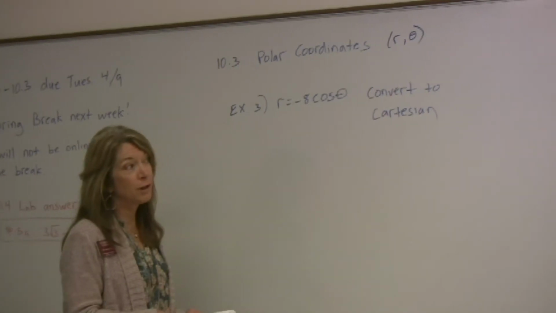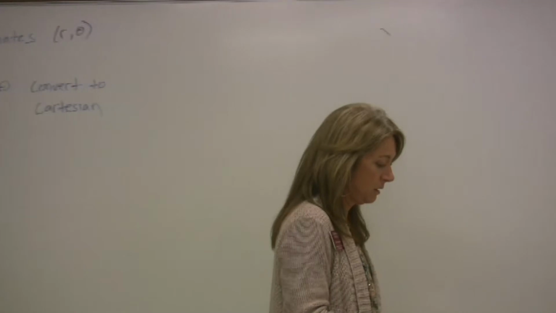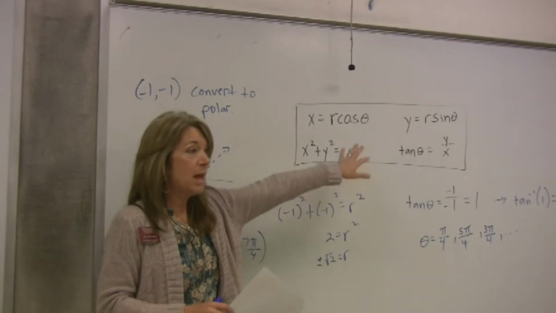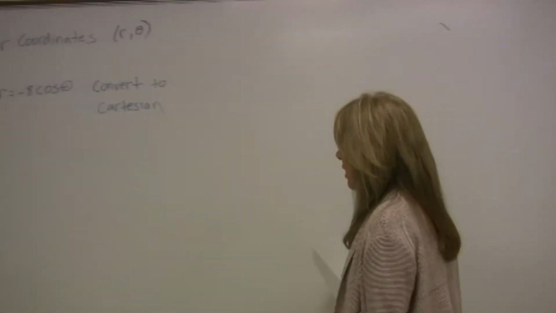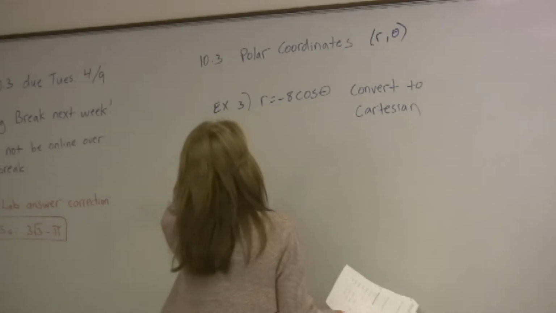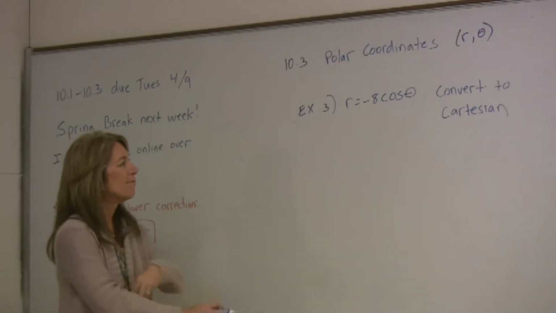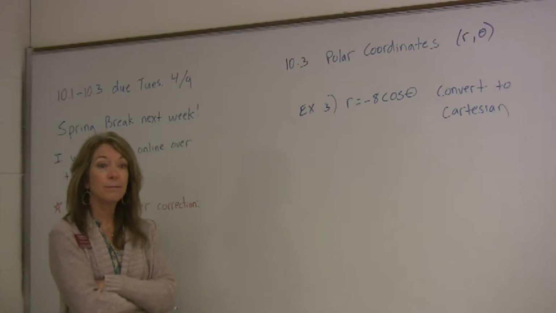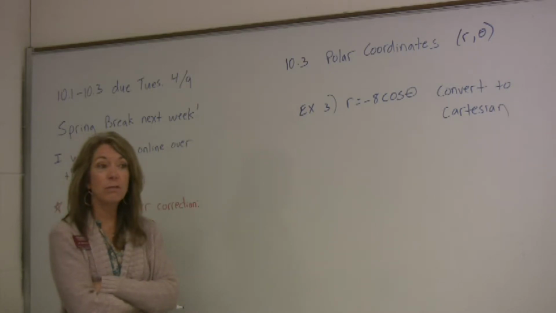Okay, converting to Cartesian, meaning change everything into x's and y's. This is all we know. How are we going to use that to convert this into an x or a y? That's the question. I'll take some thoughts. Things that you wish you had there, things that you think you need to do, things that you don't like about it.